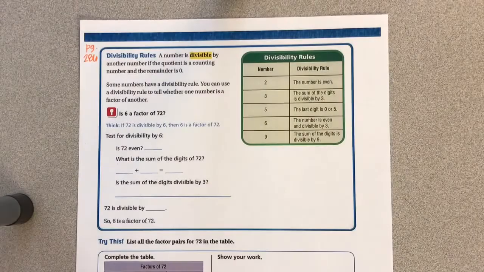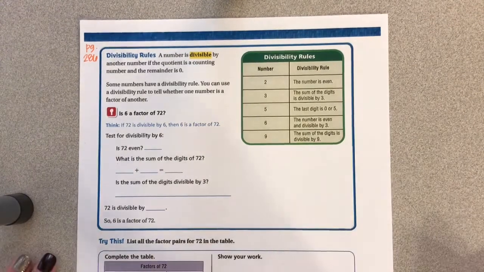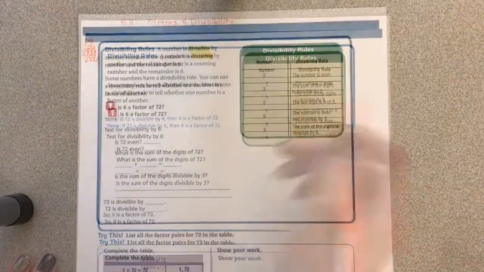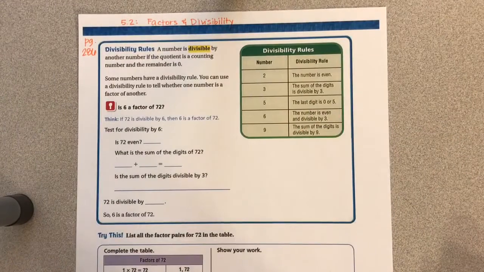All right, this is lesson 5.2, and what we're going to look at today is on page 286, and it's all about divisibility rules. So divisibility rules help us because they tell us whether a number is divisible by another number without having to necessarily do long division. This is lesson 5.2, called Factors and Divisibility, and today we're going to look at divisibility rules.